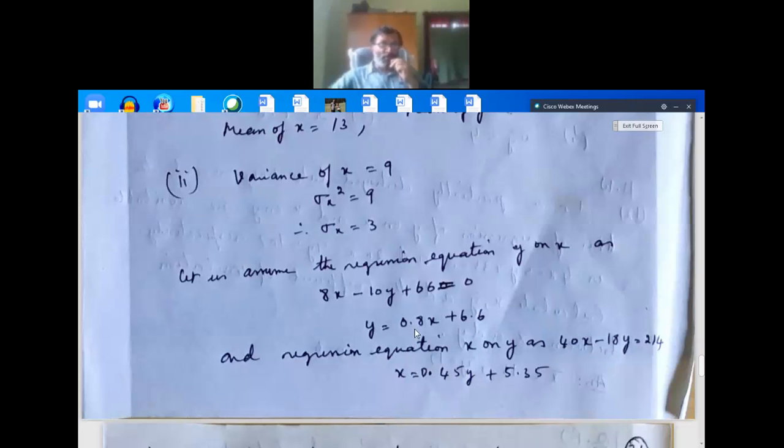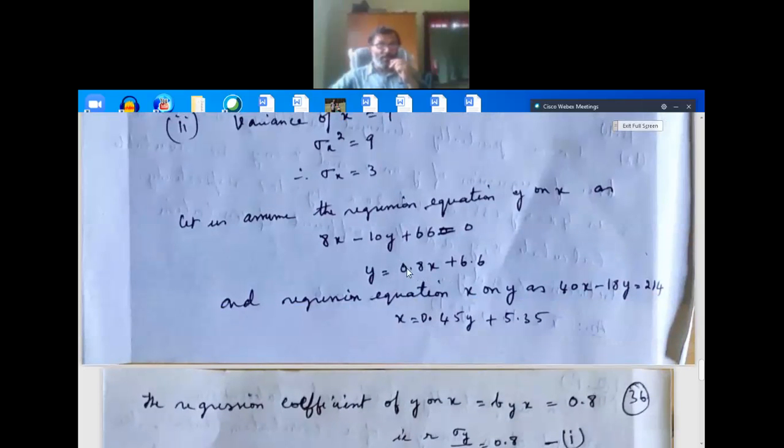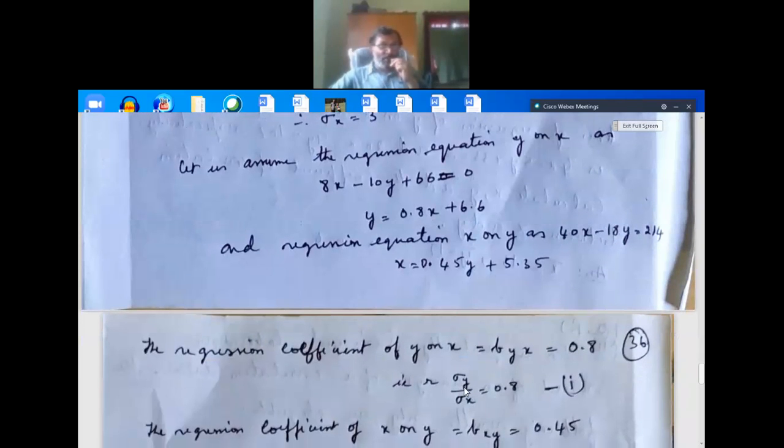Now this will be the coefficient of x. In regression y on x, y equals 0.8x plus 6.6. This 0.8 will be byx. So the regression coefficient of y on x, that is byx, is 0.8. That is nothing but, I also gave the formula, because here you have to find standard deviation, R into sigma y by sigma x is 0.8. I give it name 1.